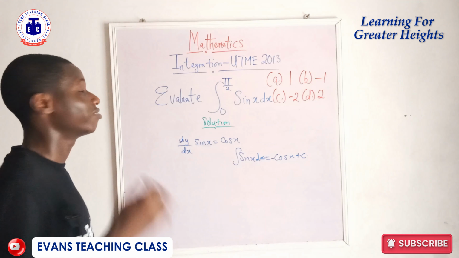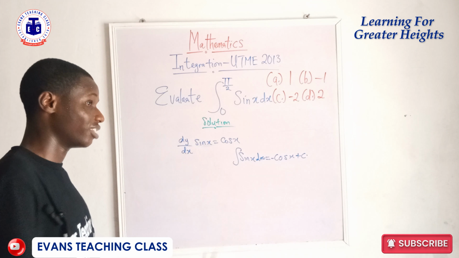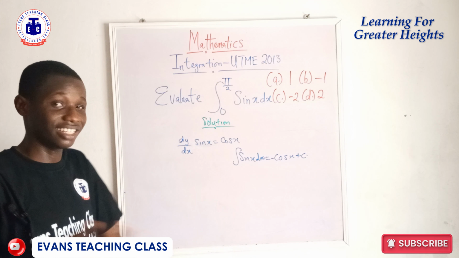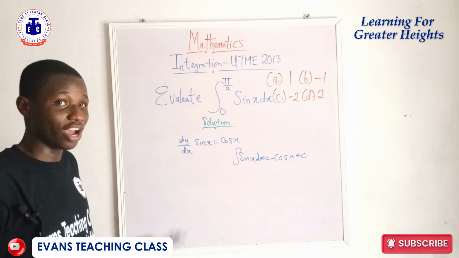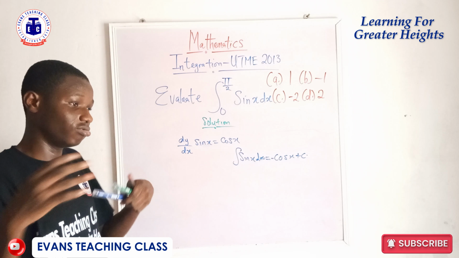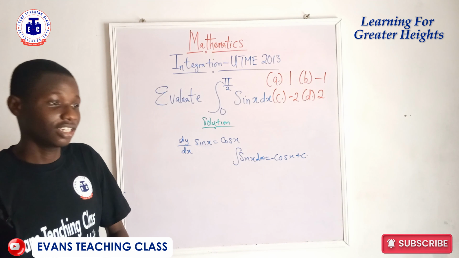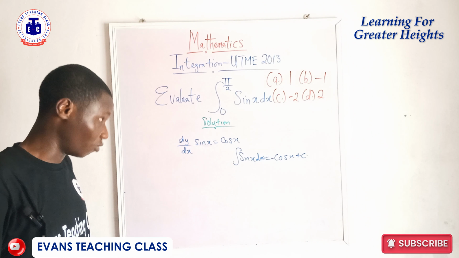They are more than this. Make sure you know them offhand. I think that's all. If you differentiate sec x, you'll be getting sec squared x. So make sure you know everything offhand. If you are able to know them offhand, it will really help you. You are able to know that if you differentiate this, what are you going to get? If you integrate this, what are you going to get? So it will help you very well.